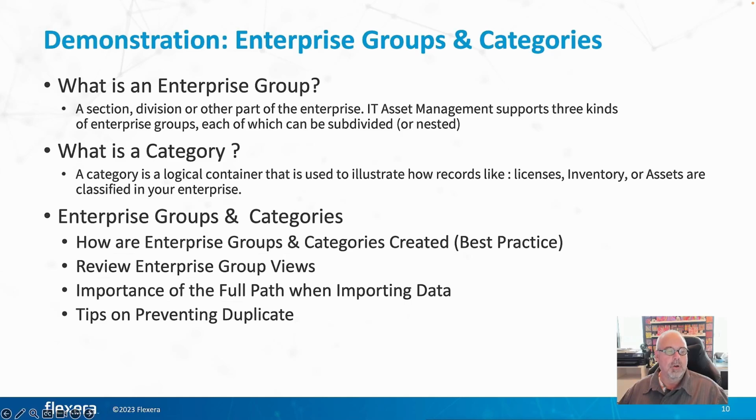A category is a logical container that is used to illustrate how records like licenses, inventory, and assets are classified in your enterprise. For today's demo, we'll talk a little bit about how enterprise groups and categories are created in the system. We'll review the enterprise group views and category view. We'll talk a little bit about the importance of the full path when importing data, and a few tips on preventing duplicate entries. Let's get started with our demo.